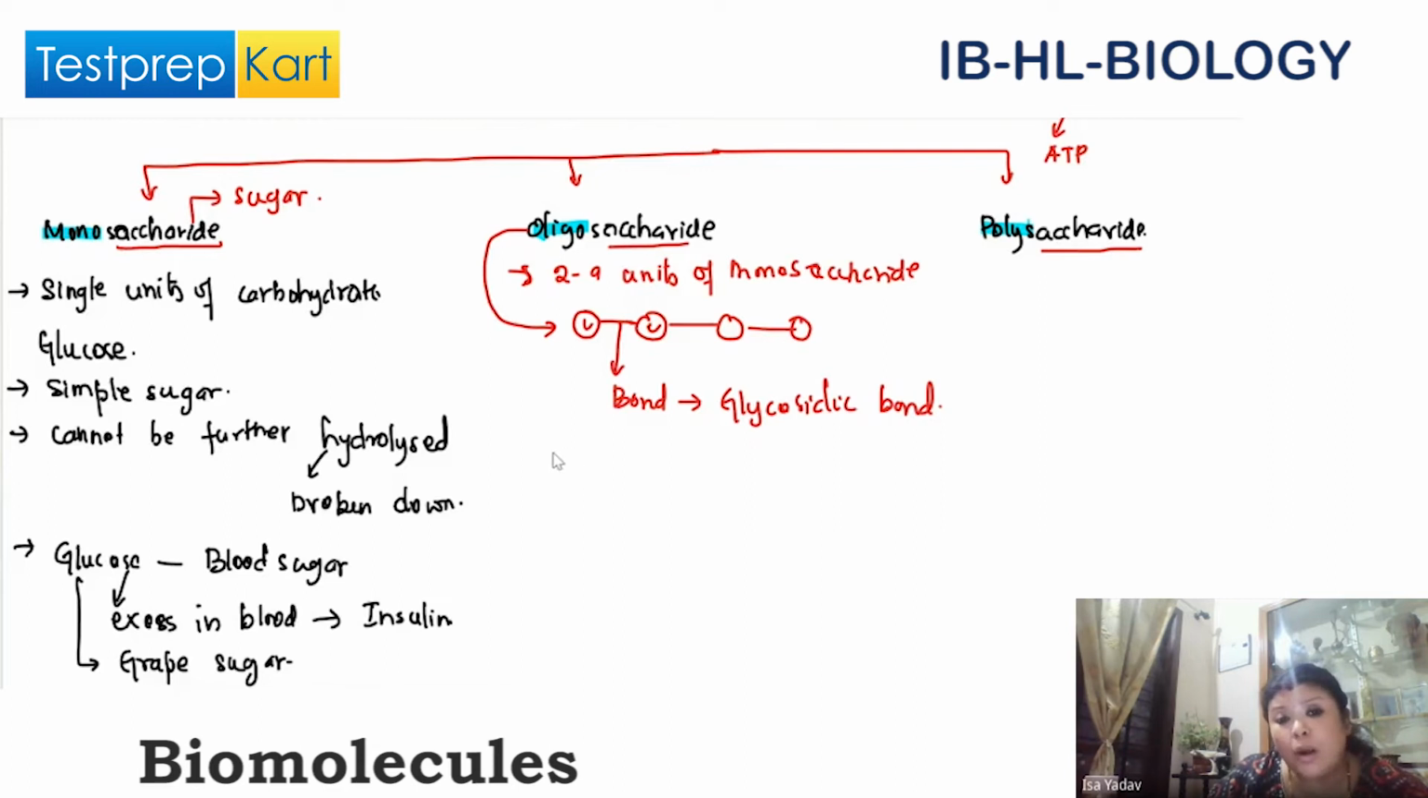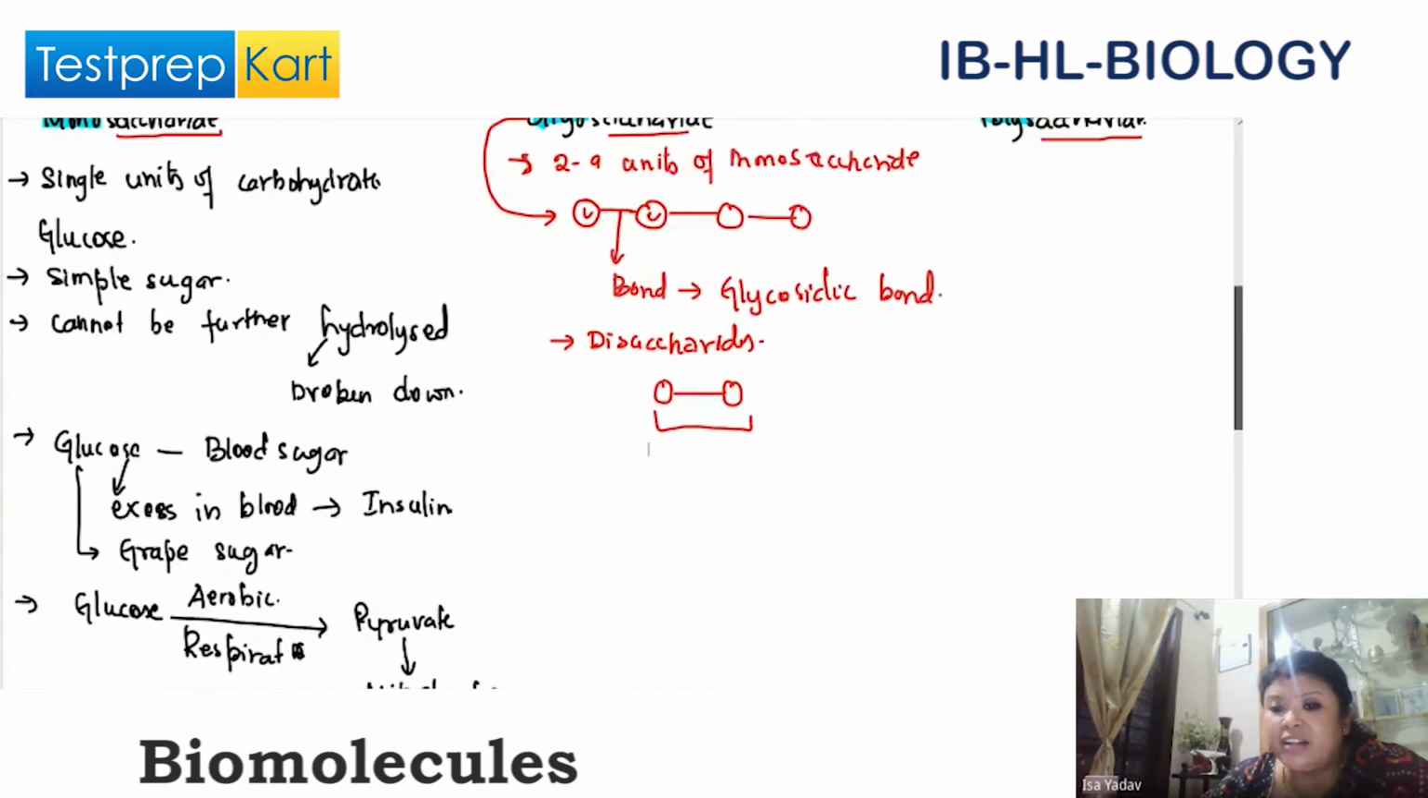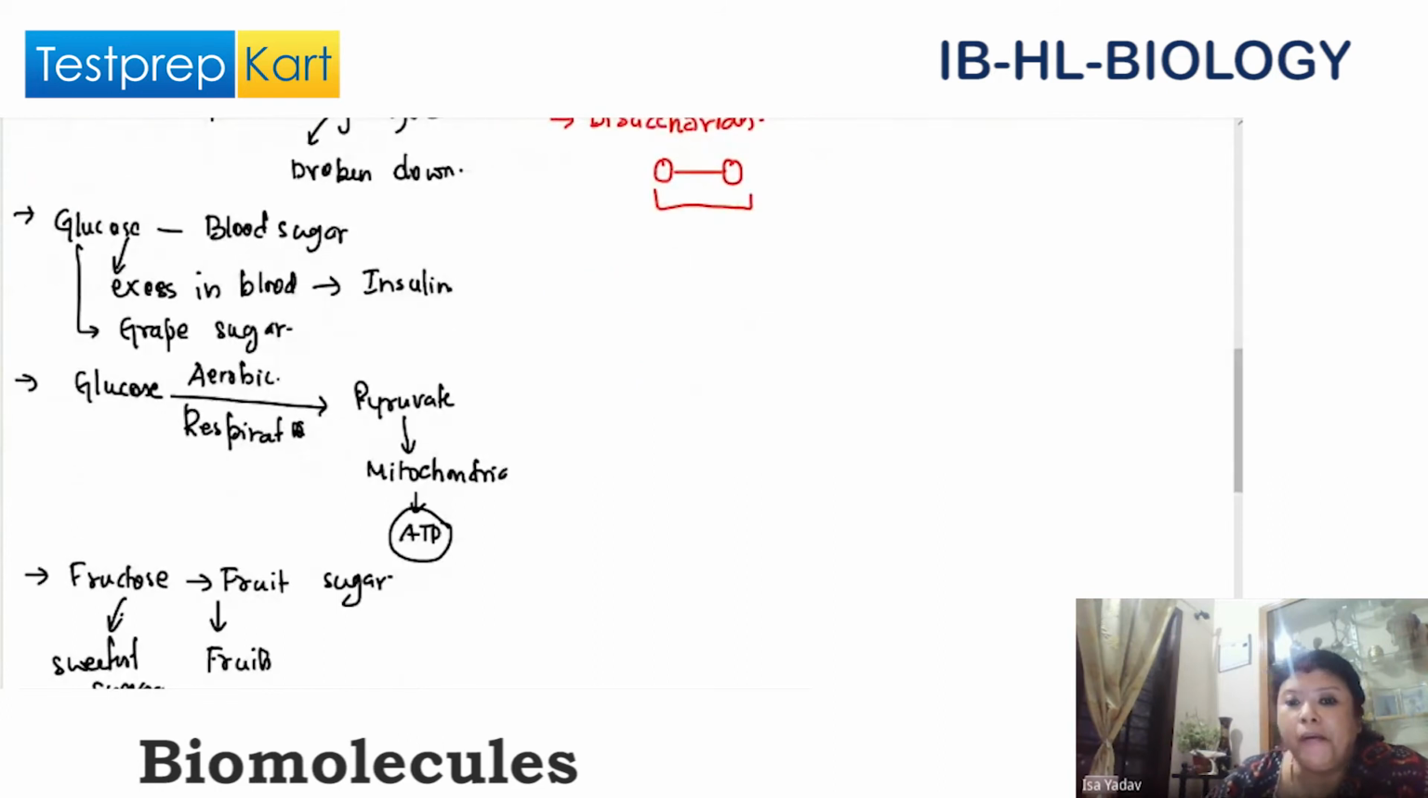One of the most common oligosaccharides that we are going to study are the disaccharides. Disaccharide means two units of monosaccharides join to form a single unit of disaccharide. So let's see this. Among the disaccharides, the first one we will have is lactose.